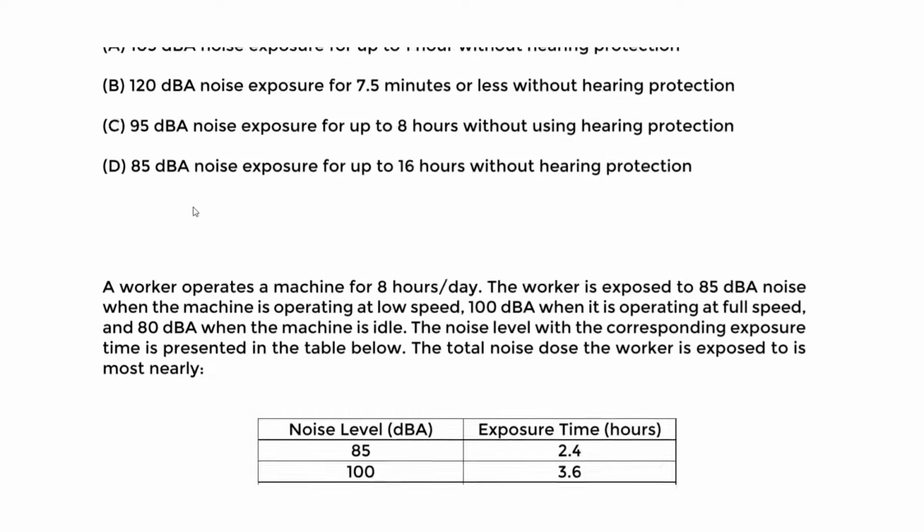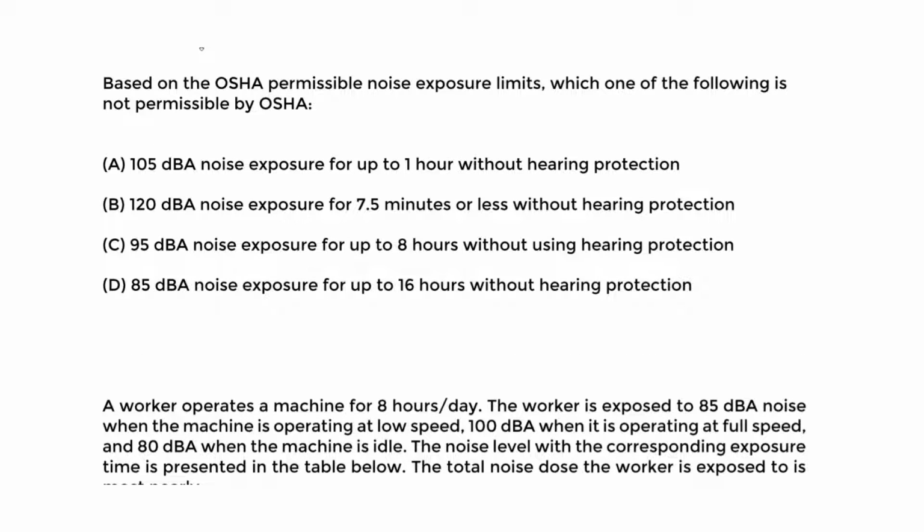We have a conceptual question here, so let's read that. We're told, based on the OSHA permissible noise exposure limits, which one of the following is not permissible by OSHA? So the one that's not permissible, meaning that three of them are permitted and one is not. So how would we do this?